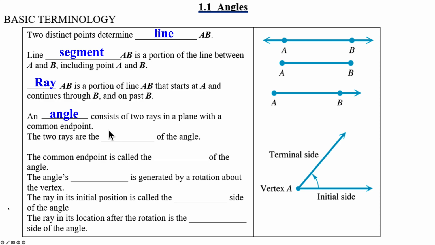An angle consists of two rays in a plane with a common endpoint. That common endpoint is going to be called our vertex. The two rays, which are sides, connect to the vertex at that common point. The angle's rotation is generated by a rotation about this vertex, and it can go in either direction. We have the initial side of your angle, and it rotates to the terminal side of the angle.